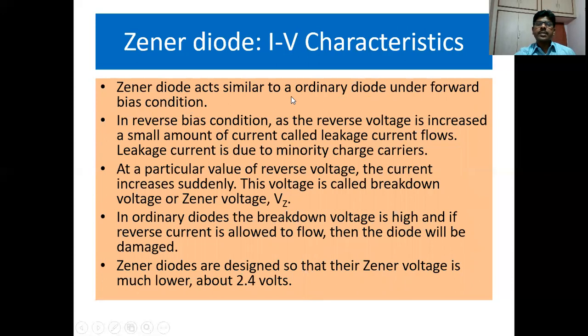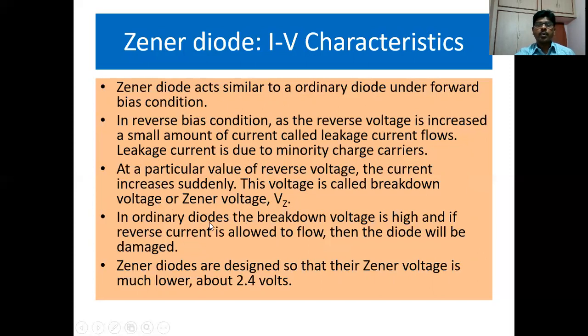A Zener diode acts similar to an ordinary diode under forward bias condition. In reverse bias condition, as the reverse voltage is increased, a small amount of current called leakage current flows. Leakage current is due to minority charge carriers. At a particular value of reverse voltage, the current increases suddenly. This voltage is called breakdown voltage or Zener voltage, taken as Vz.